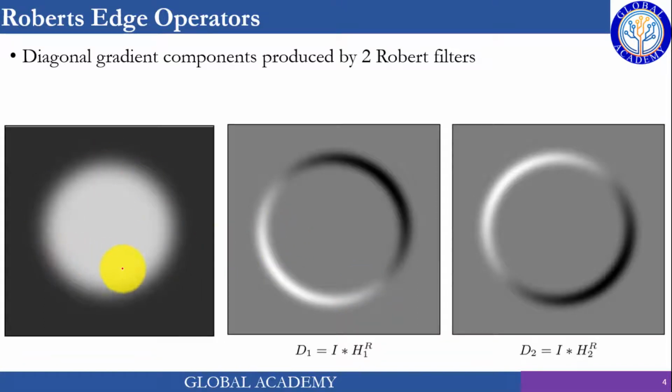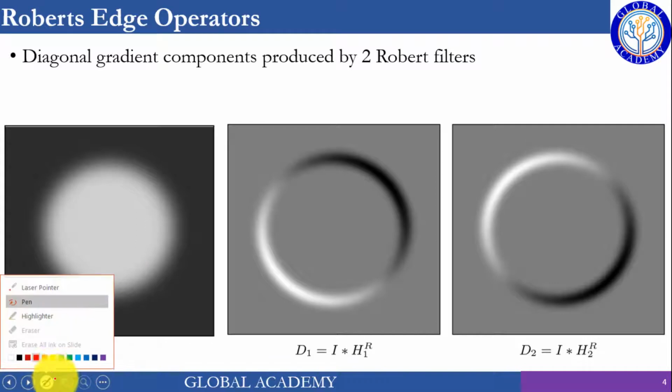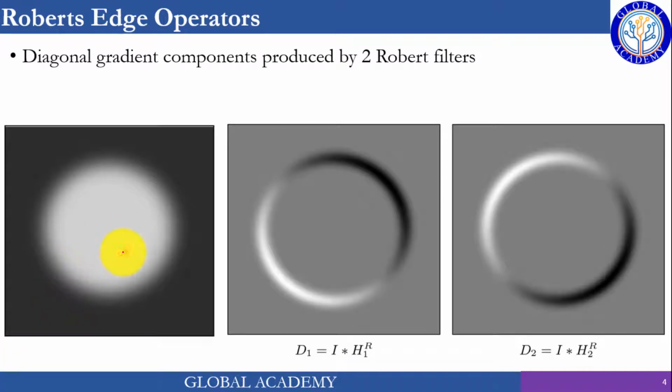So this is the original image. This is the image with edges enhanced using the Robert operator with 1 minus 1 along the cross diagonal, whereas this one is with 1 minus 1 along the diagonal. So these edges are enhanced, and similarly in this image cross diagonal edges are enhanced.